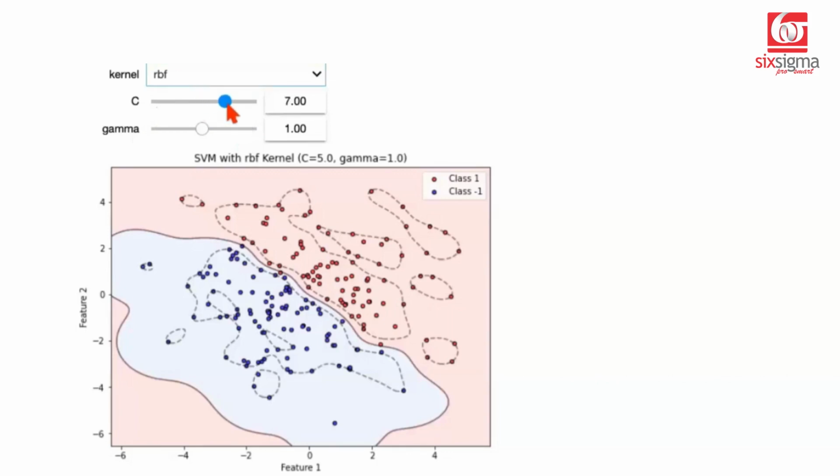You'll see if I change the value of C, the outcome would change a little bit. Notice this hyperparameter gamma is not applicable for linear kernels. It would not have any effect on that, but it would affect the outcome of the other kernels. You can see the value of C is changing the boundaries a little bit.